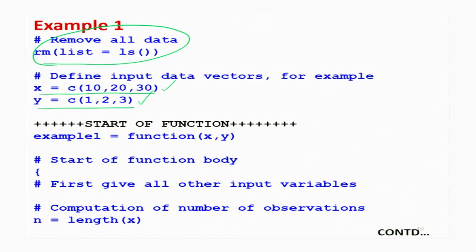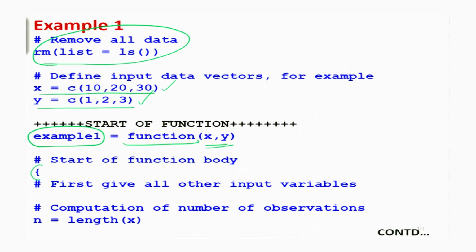Now I want to write a program to find out this g and h, right? So I just give it a name, say here example1. So this is the name of the program, and after that I write down the command function, and within parenthesis you have to give the input vector. So now you have here x and y, and the value of n I am going to compute from the number of observations in x and y, right? So now I begin the starting of the function.